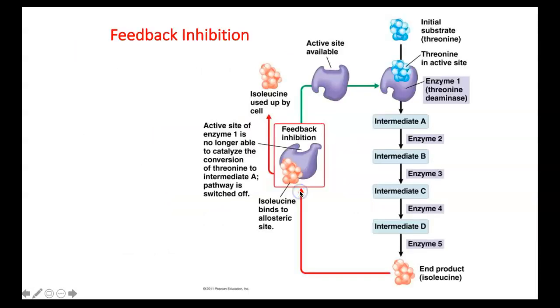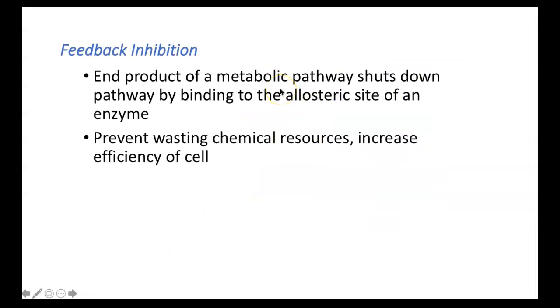All right, and then the last thing is called feedback inhibition. So go ahead and pause if you want to write all of that down next to feedback inhibition. Feedback inhibition is just another way of regulating metabolic pathways. What it involves is the end product of the pathway looping back around and shutting down the pathway. Basically making sure that not too much product gets made. It prevents wasting, it increases efficiency.